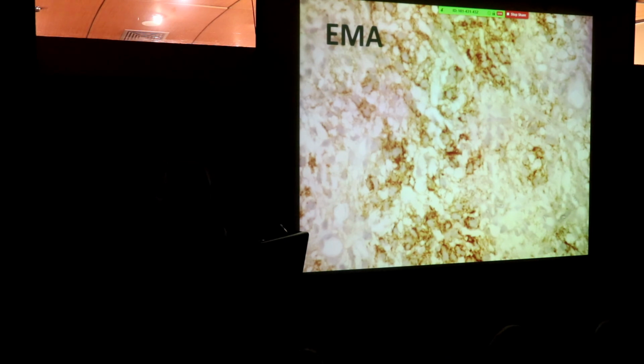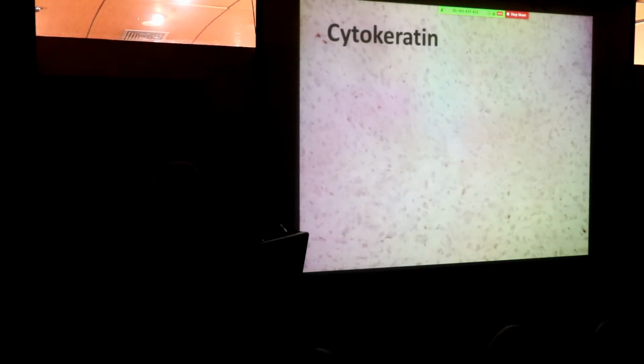This is epithelial membrane antigen, and it is not specific, but it is usually positive in meningiomas. And you can see that these tumor cells are taking the stain. The brownish staining around the periphery, or so-called membranous pattern of staining, is usually seen in meningiomas, and this is a strong positive stain. We also did cytokeratin because we have to rule out renal cell carcinoma, and you can see it's all negative. There's no brown pigment here.